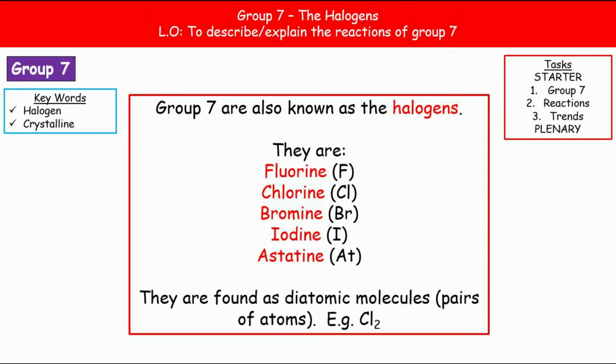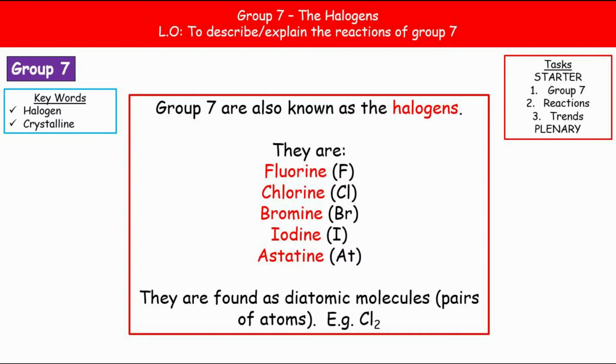Let's make sure we've got all the right words in the right places then. So group 7 are also known as the halogens. Hopefully we all got that. There's a big hint in the title today. So group 7, known as the halogens. And the halogens are fluorine, chlorine, bromine, iodine, and astatine.